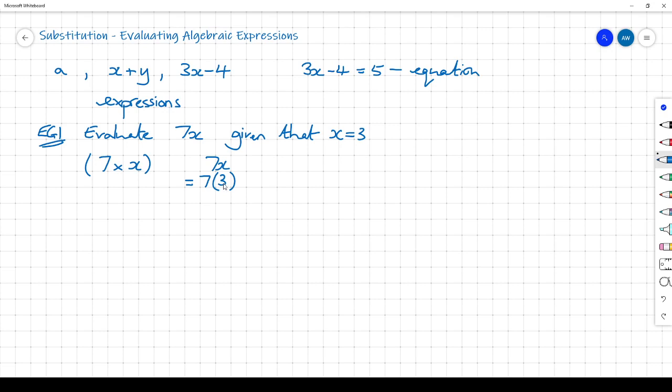Now, you know from our expanding brackets video that anything outside a bracket multiplies by what's inside the bracket. There's a little invisible times sign there. Okay, but I'm not going to write times signs because they could be mistaken for x's, and this is far neater anyway. So 7 times 3 is obviously 21, and that is 7x evaluated. We finish up with a value, a number. Okay, 21. Done. So that's a very basic example. Let's look at another one.